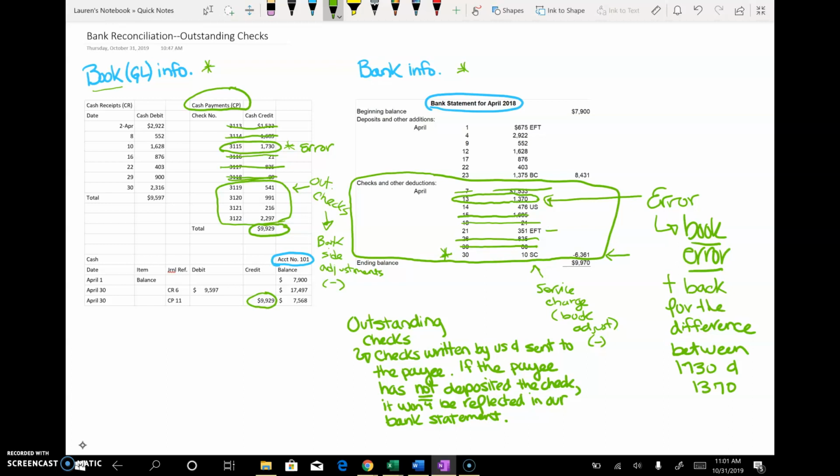We have an electronic funds payment, $351. This is going to be a subtraction on the book side, because if you notice, it's on the bank side but not on the book side.